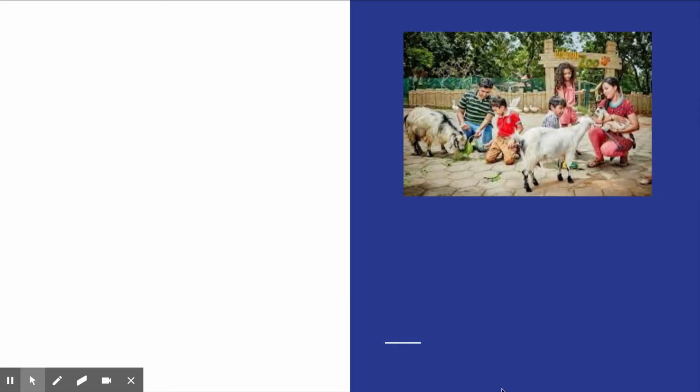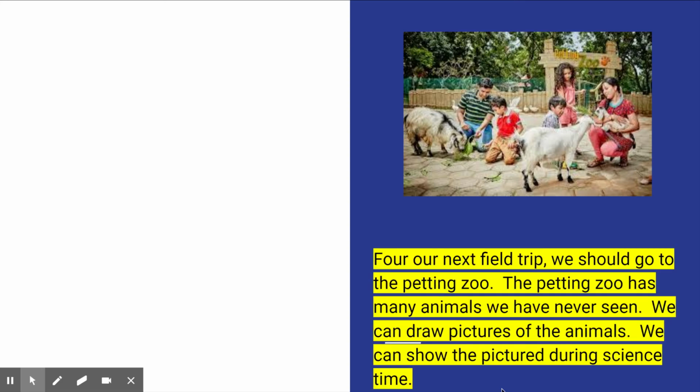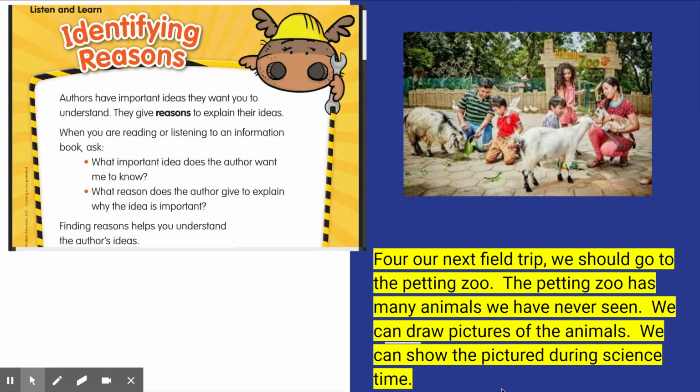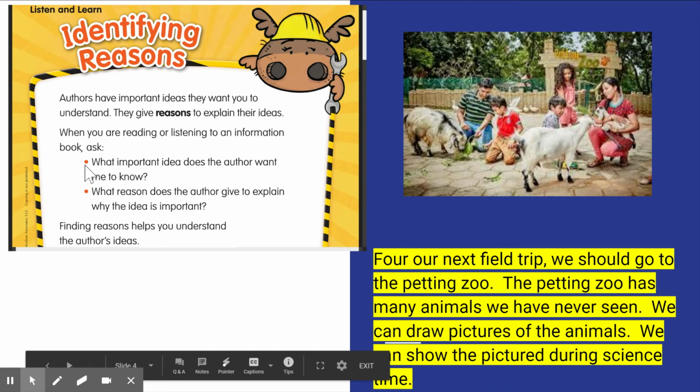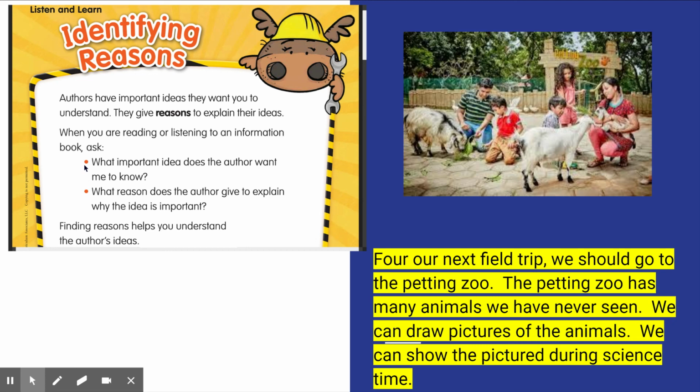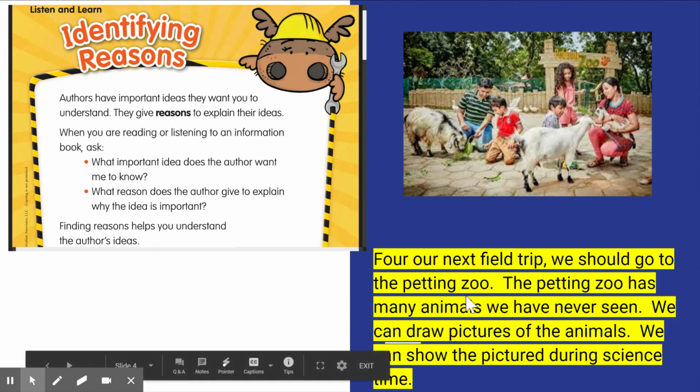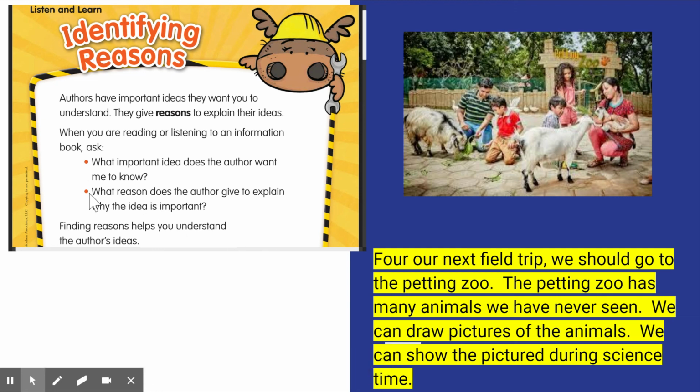So here's an example of the petting zoo. Let's go back and revisit the text. So when we are reading or listening to an information book, we ask, what important idea does the author want me to know? When we read our text, it said, for our next field trip, we should go to the petting zoo. The author wanted us to know that they wanted to go to the petting zoo. The second bullet said, what reason does the author give to explain why the idea is important?